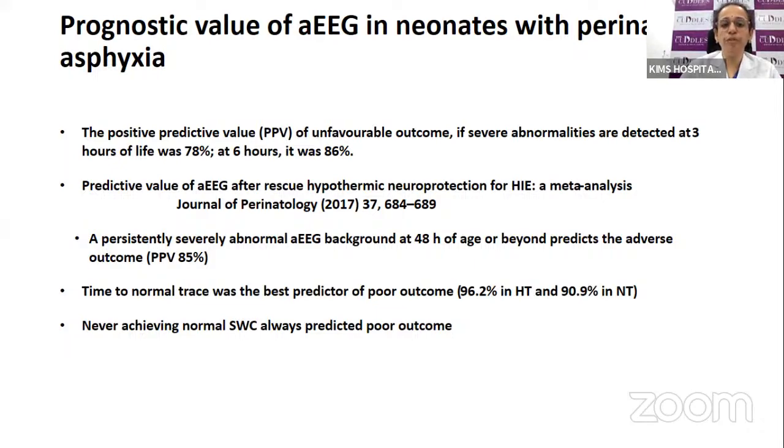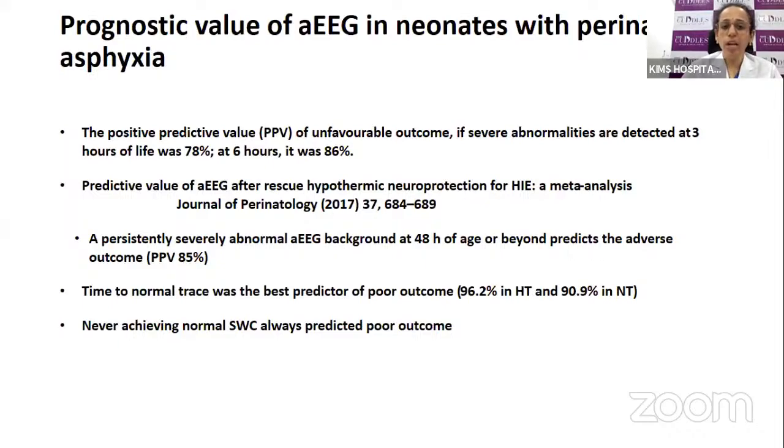So the positive predictive value of unfavorable outcome if severe abnormalities, the ones which we discussed, are detected at 3 hours of life is around 78%, and at 6 hours it was 86%. If these severe traces are detected at 6 hours, then the positive predictive value is roughly around 86% with the help of the aEEG. So this is according to this Journal of Perinatology, where the study was done after a baby with HI was put on therapeutic hypothermia for neuroprotection.